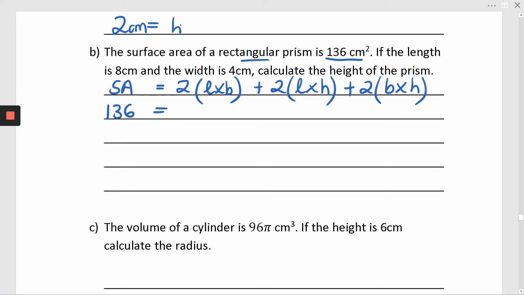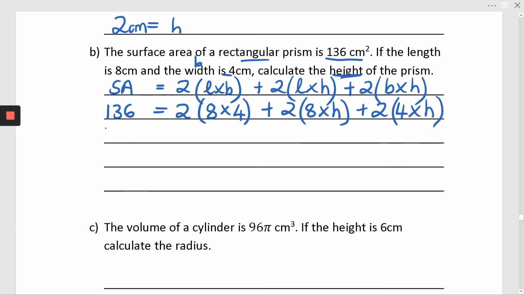The length is 8. Every time I see a length, let me put in 8. The width, I'm going to call breadth, is 4. So length times breadth will be 8 times 4. Then there's 2 of these, but calculate the height. H is going to be a variable for now. The length is 8, the height is, I don't know. The last one is breadth times height, where breadth is 4, and height is again unknown.